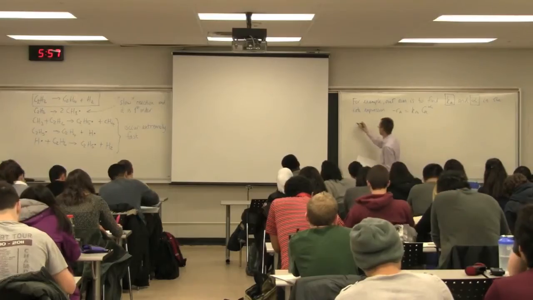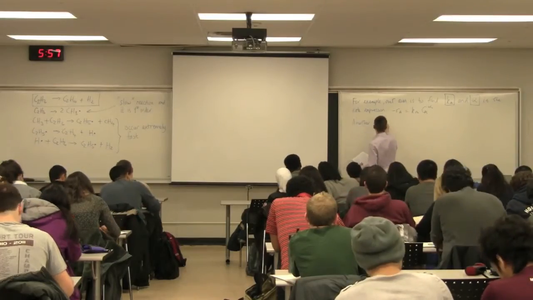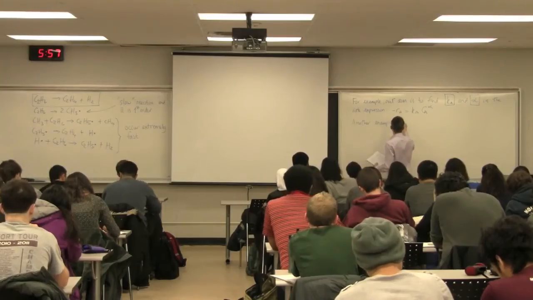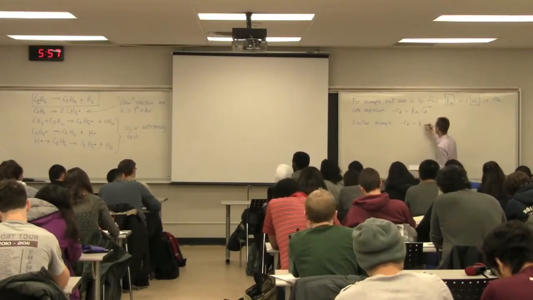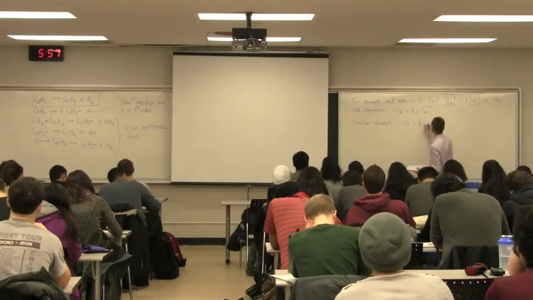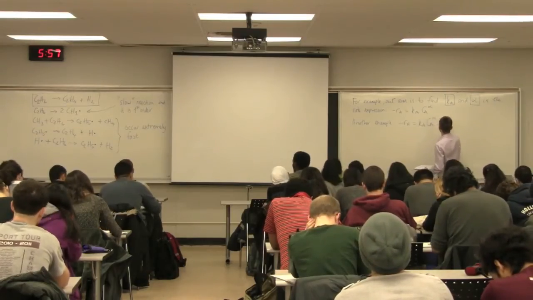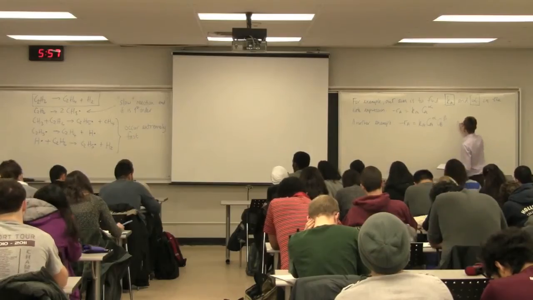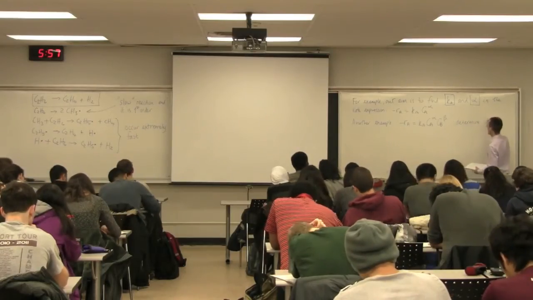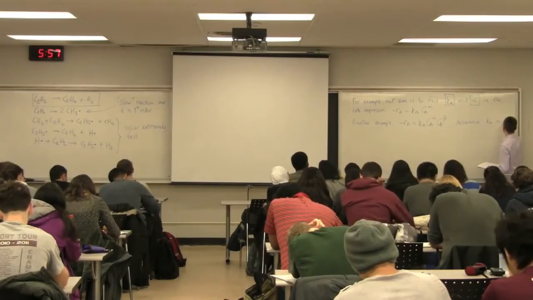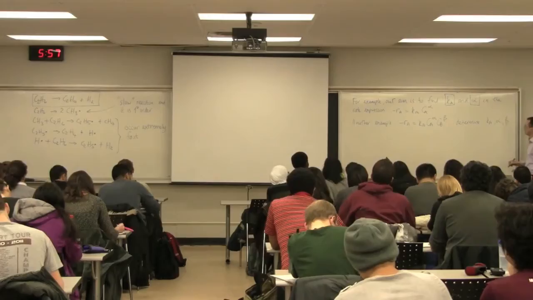Or another example, if we had two species, A and B, going to products, we could have CA to the alpha, CB to the beta. So we've got to determine three things. So we determine Ka, alpha, and beta. So it's a harder problem.